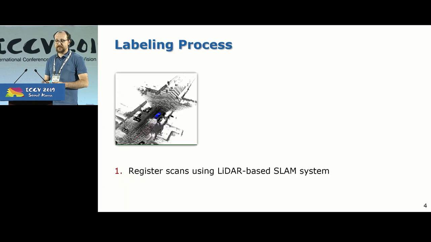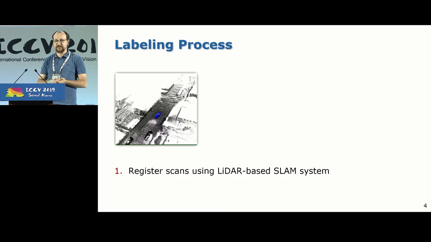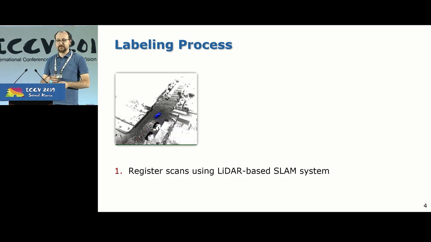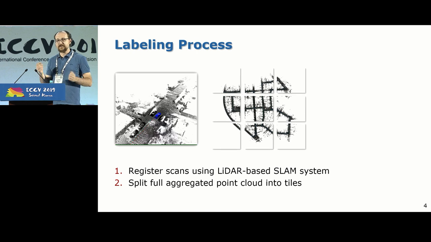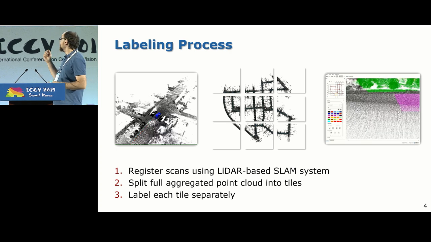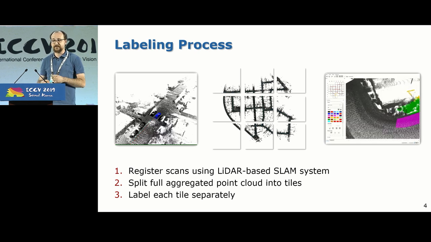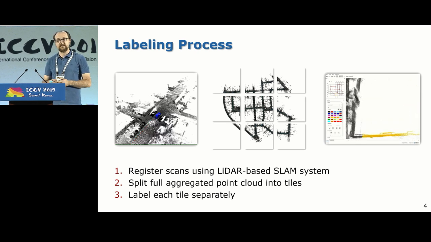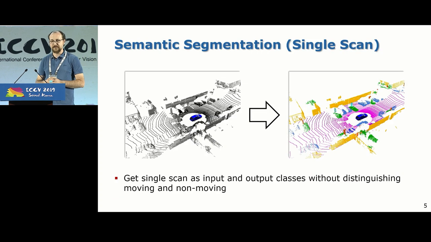The labeling process works as follows. We first register all the scans using a LiDAR-based SLAM system, which also enables us to include loop closures, but also provides consistent poses. Using these poses, we then aggregate all the point clouds, split them up into tiles, and use these tiles for labeling, which enables us to consistently label overlapping scans. Our labeling tool is then used for each tile to label the scans from scratch manually, and it provides some labeling methods, but also filtering methods as shown here in the video.